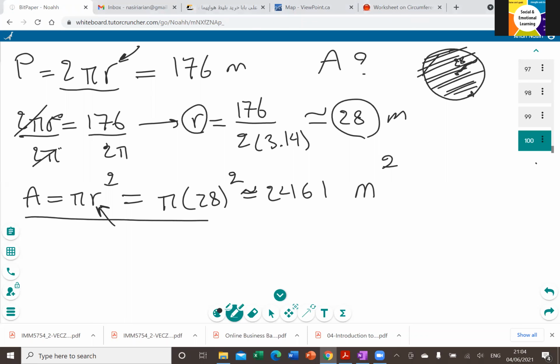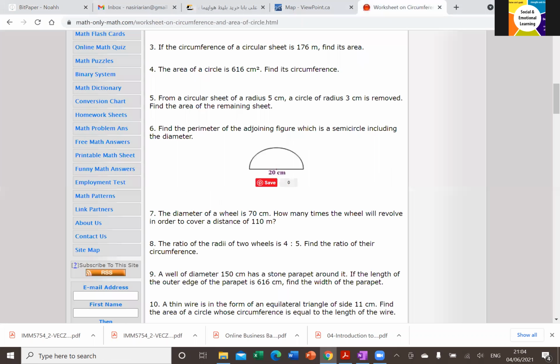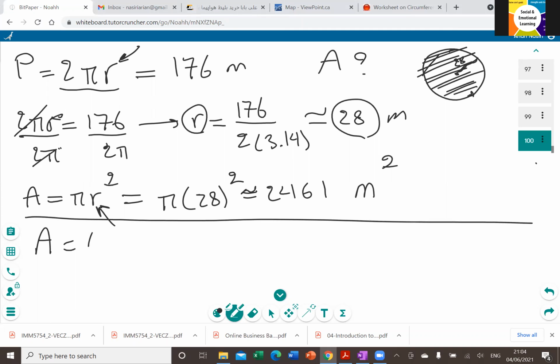The next question is that we are given the area. Area is 616 meter squared. What is the perimeter? How can we do that? What should, let me put it this way. Go ahead, Will. What should we calculate first?